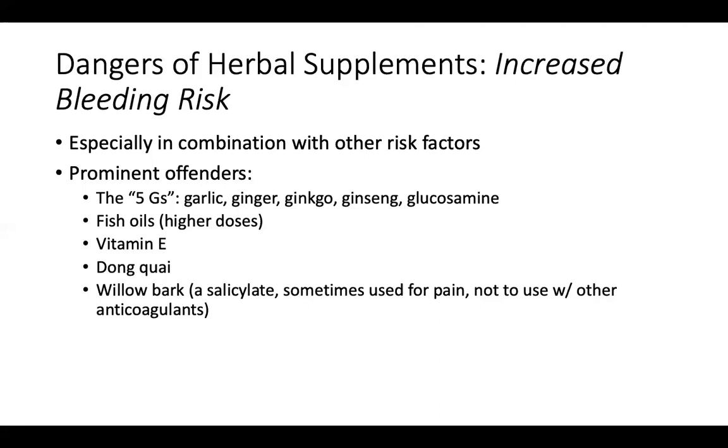Increased bleeding risk can also be seen with the fish oils, more in the higher doses, vitamin E, and I'm going to butcher this. I don't remember how to say this. I think they said it's like donkey. Donkey. I'm so sorry. I'm just going to move on now. Willow bark, which is a salicylate, sometimes used for pain, and it's not to be used with other anticoagulants. I hope I made someone laugh today with my pronunciation of that other word.